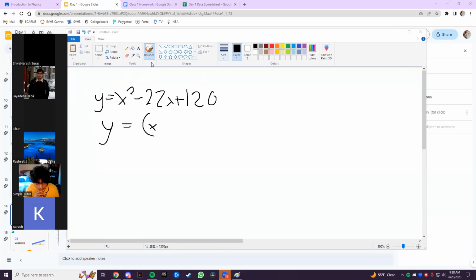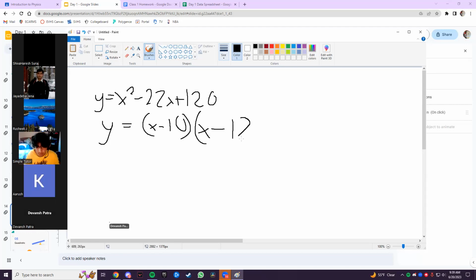So I just solved the zeros of the equation. Okay, so you can factor this out to x minus 10 times x minus 12. There you go. Simple. Make sure we factor like this. So therefore, what are our zeros of this equation? 10 and 12.